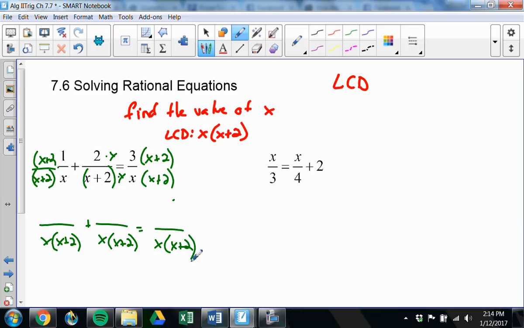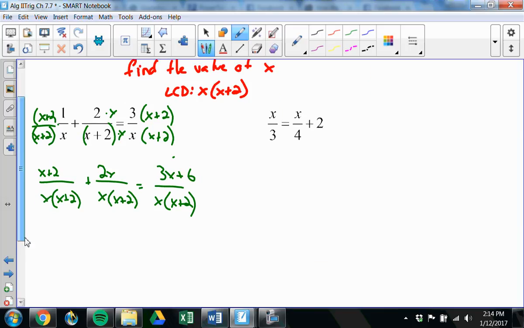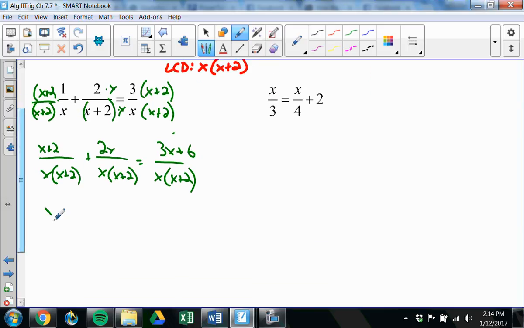Now I'll simplify the top. I get x plus 2 plus 2x plus 3x plus 6. Now here's the really nice thing about getting a common denominator. Once everything has a common denominator, you can just drop the denominators. It's really like I'm multiplying everything by the LCD and it's all canceling. I just don't bother showing that step. You can just drop the denominators.